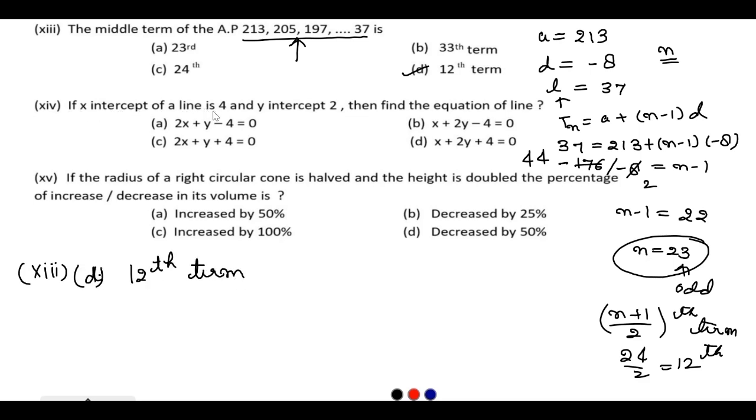If the x-intercept of a line is 4, this is the value of A, and the y-intercept is 2, this is the value of B, then find the equation of the line. Intercept form will be applicable. X upon A plus y upon B is equal to 1. This will be the equation of the line. X plus 2y minus 4 is equal to 0. Option B is the right option.